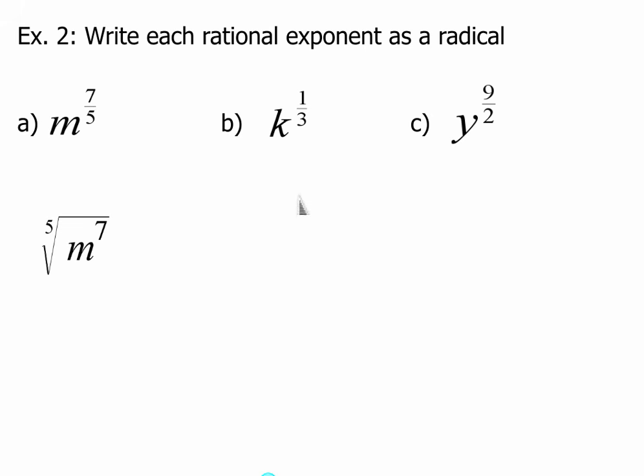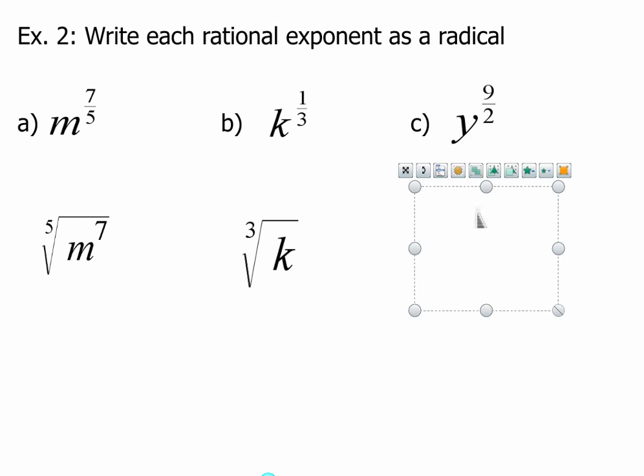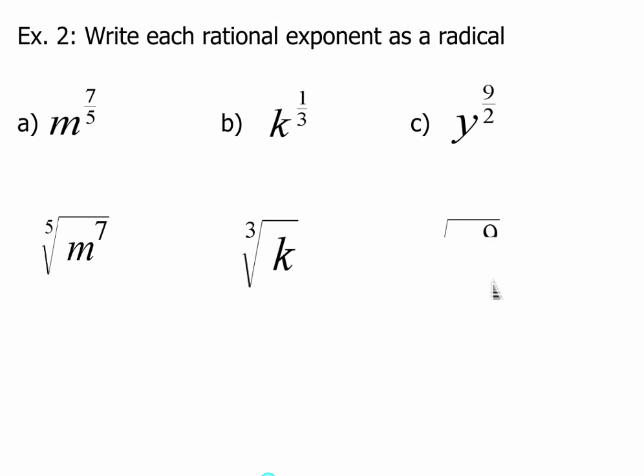Over here, I've got k to the 1/3. So 1 is the power inside the radical, 3 is the index. This just becomes the cube root of k. When the exponent is 1, you don't have to write it. And for c, I've got y to the 9 over 2 power. So 9 is going to become our exponent under the radical, and 2 is our index. As we've said before, when the index is 2, you don't have to write it. That's just the square root. So that's how we would convert between a rational exponent and a radical.